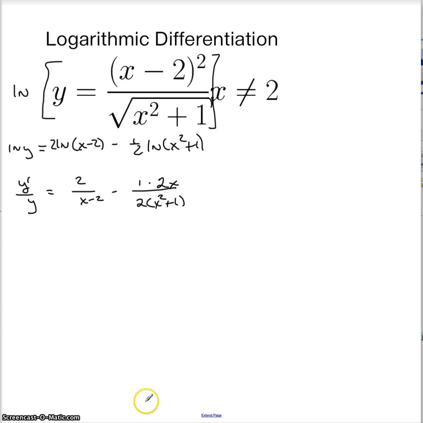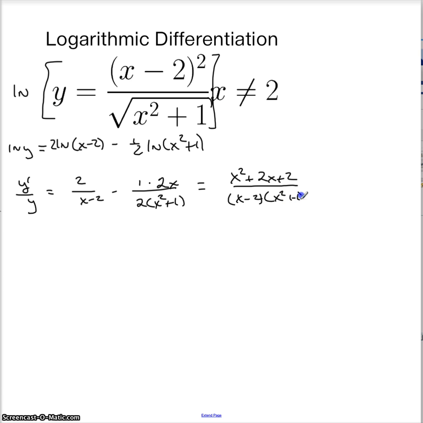Now I know this is a little bit ugly. What if we go on and get our common denominator here? You don't have to. You can leave it like this. But if we do all of this factoring, we're going to wind up with x squared plus 2x plus 2 divided by x minus 2 times x squared plus 1.